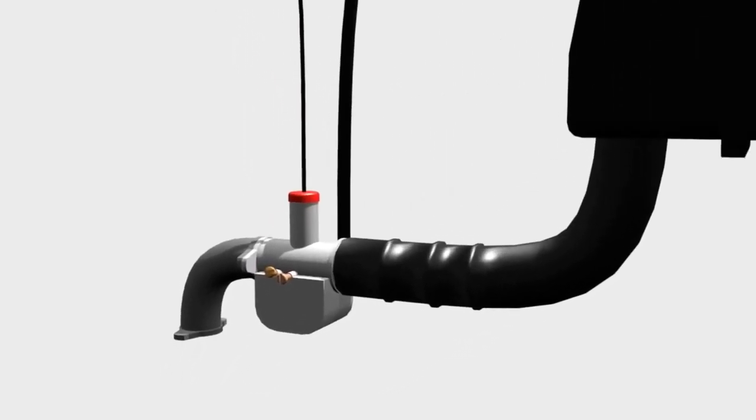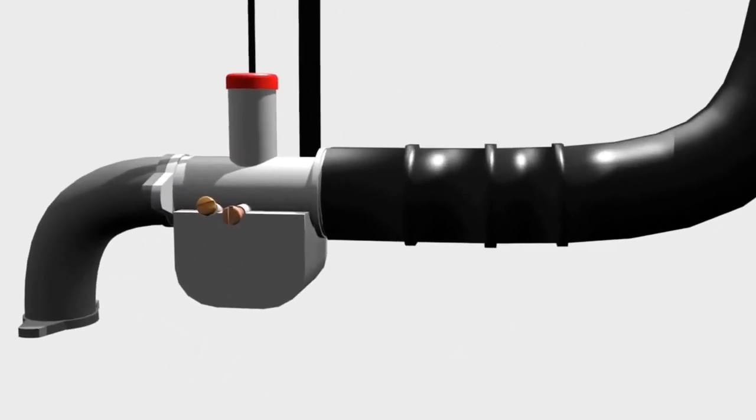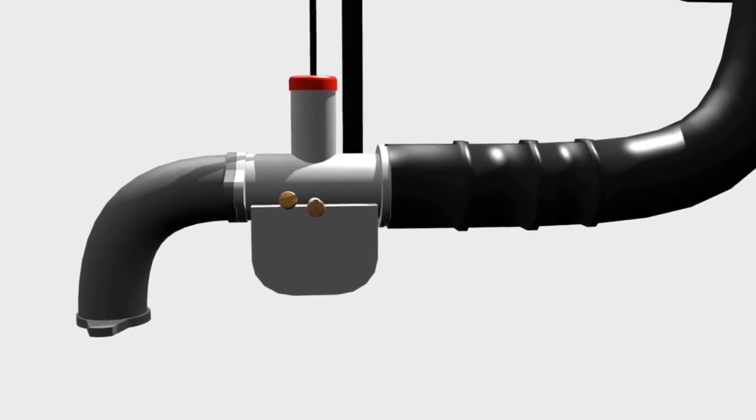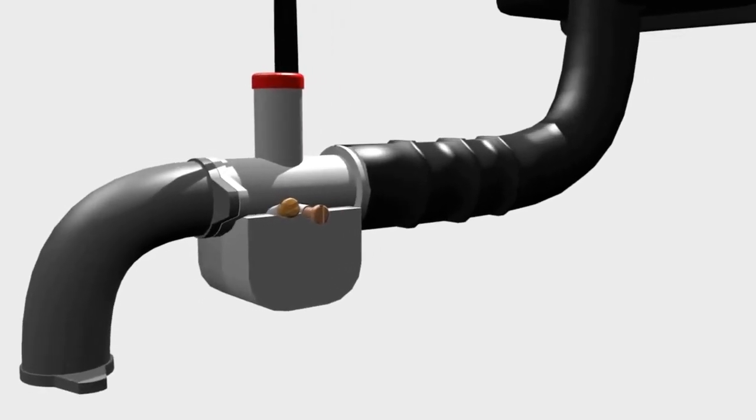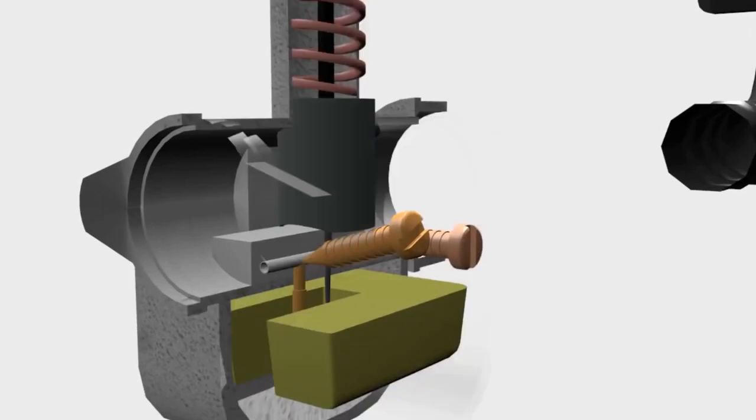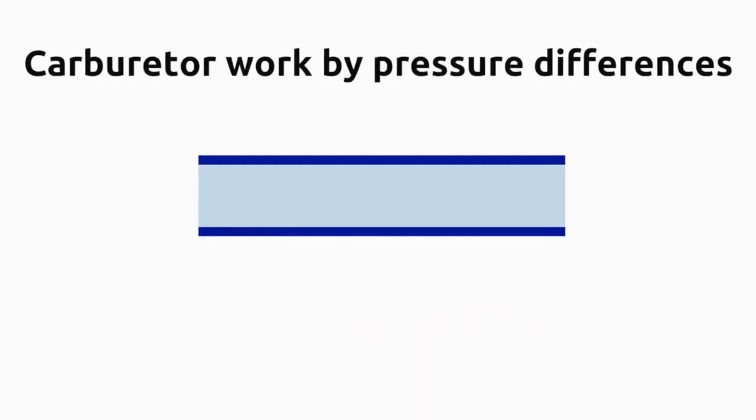Carburetor is used to mix gasoline into the intake airflow with ideal volume and proper timing. But how does it work? Carburetor works by utilizing pressure differences.